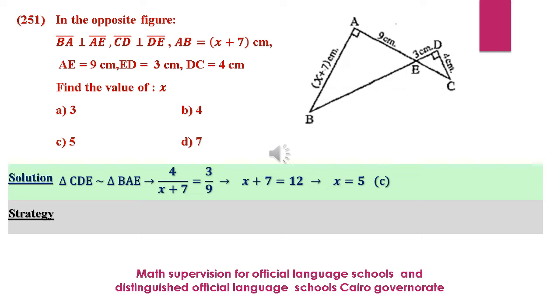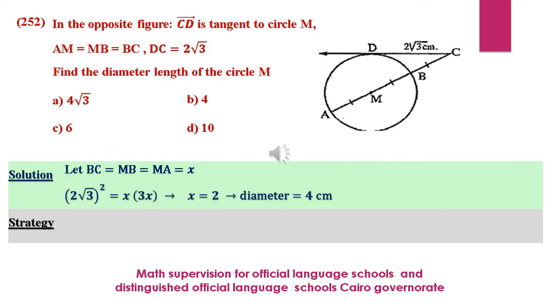As a result of similarity, triangle AEB is similar to triangle DEC, so 4 over x plus 7 equals 3 over 9. So we can say x plus 7 equals 12, and x equals 5 centimeters.